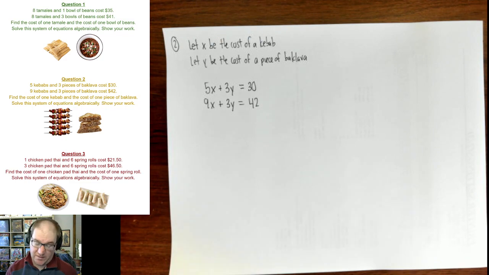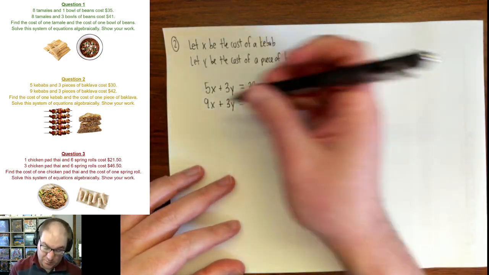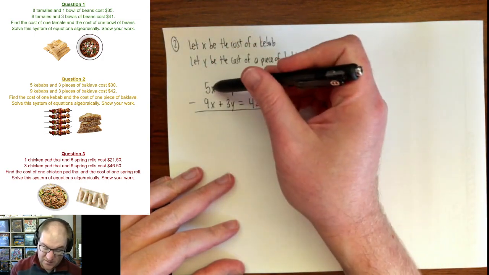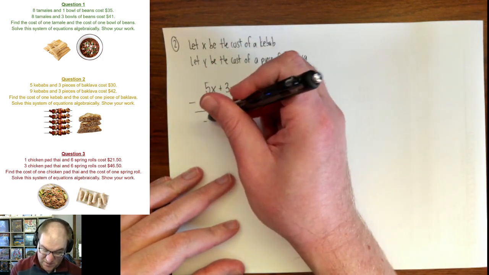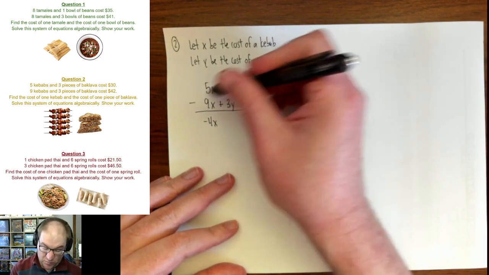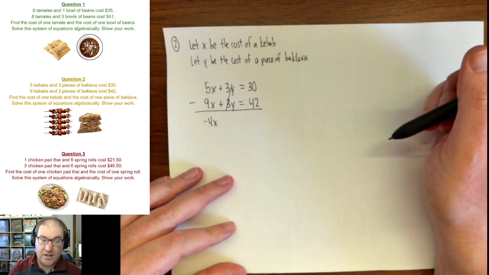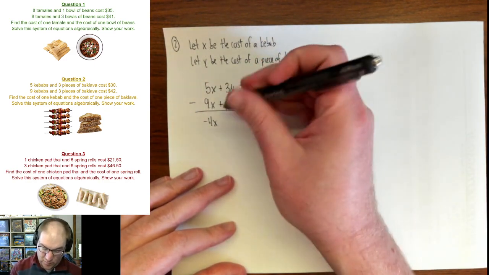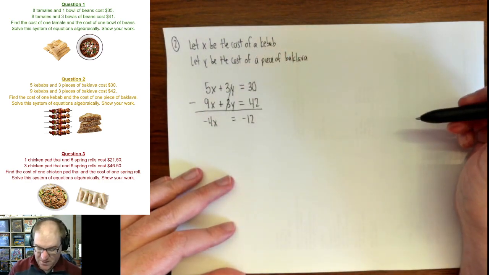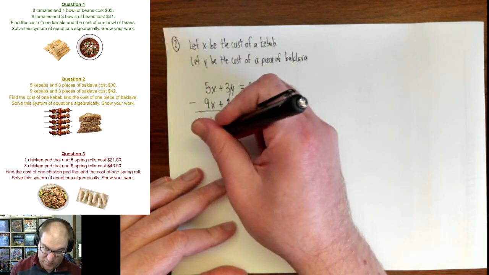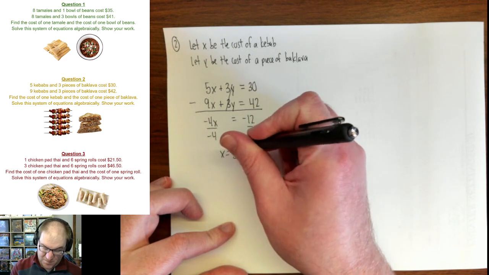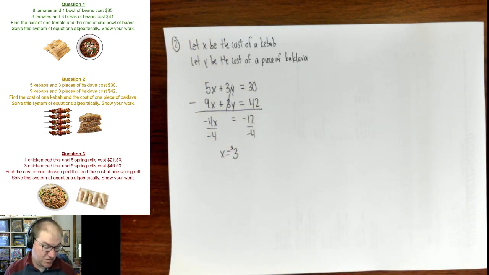Let's use the elimination method. Look at that, there's 3y in both problems. So when I ask myself, what's the difference between these two equations? The difference is negative 4x: 5x minus 9x is negative 4x. 3y minus 3y cancels, and 30 minus 42 is negative 12. So negative 4 kebabs cost negative $12. When we divide both sides by negative 4, we get x equals 3. So kebabs cost $3 each.